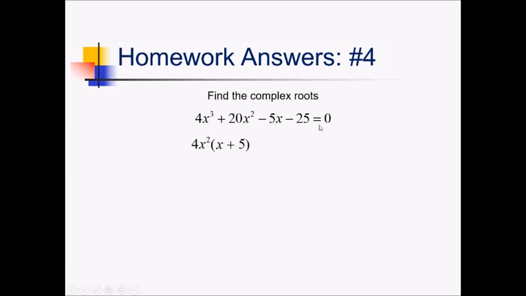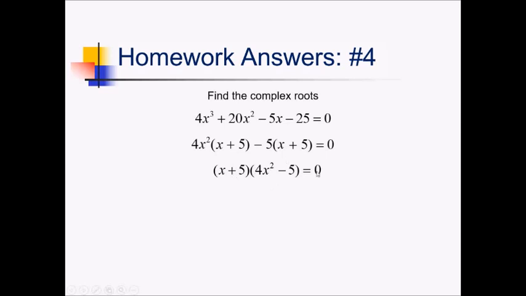For these next two terms, I can take out a negative 5. That leaves me with an x and a plus 5 as well. Now I can take out x plus 5, and that leaves me with 4x squared minus 5 in my other parentheses.